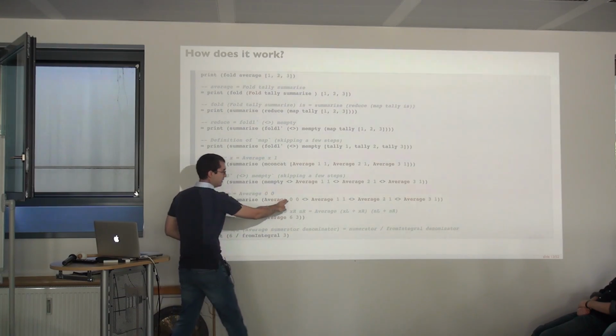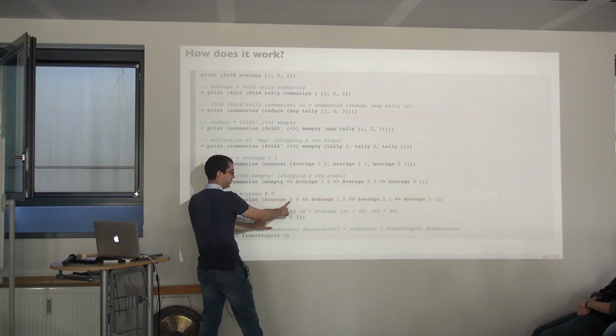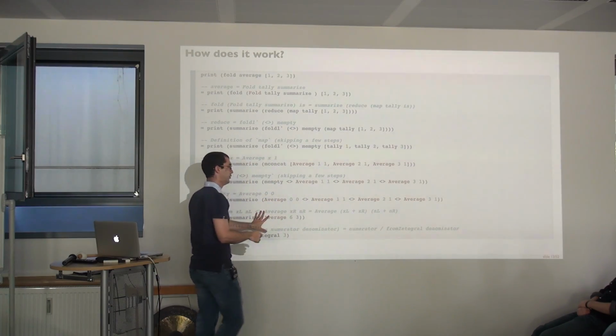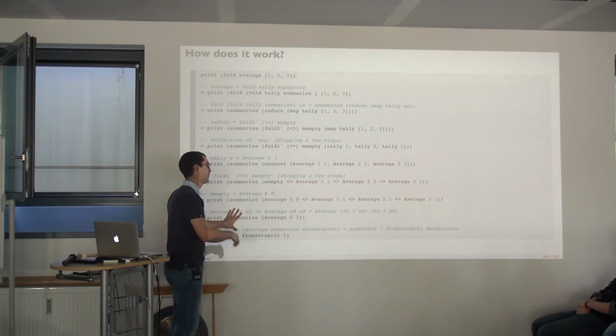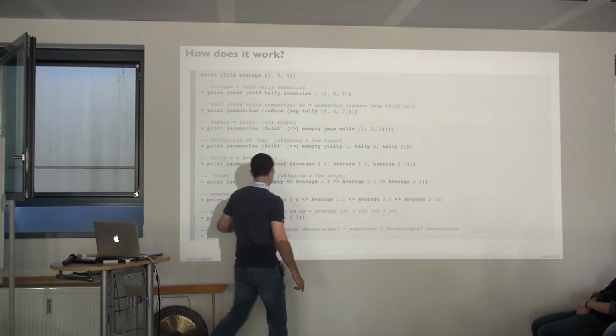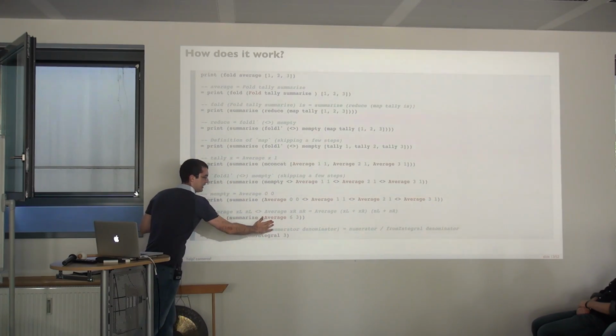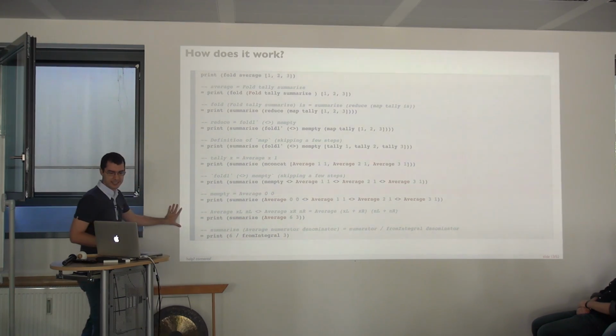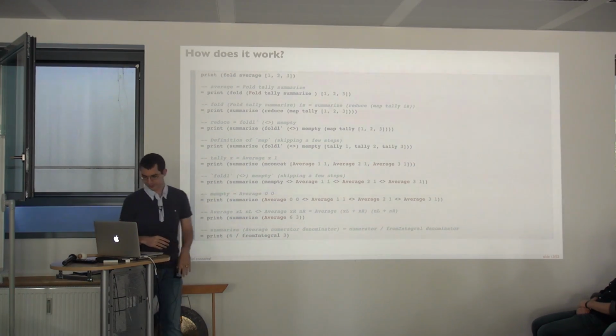So we just end up summing all the numerators, which are 0, 1, 2, and 3. So we get 6 for the new numerator. And then we sum all the denominators. So 0, 1, 1, 1, which is 3. So our final average at the end is average 6, 3. And then we just divide 6 by 3 to get the actual average, which is 2.